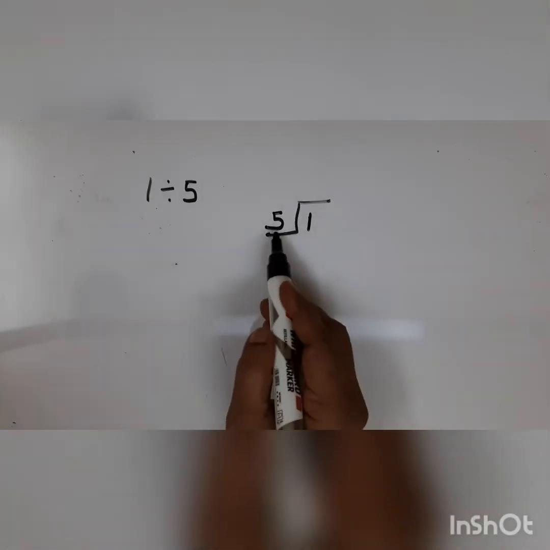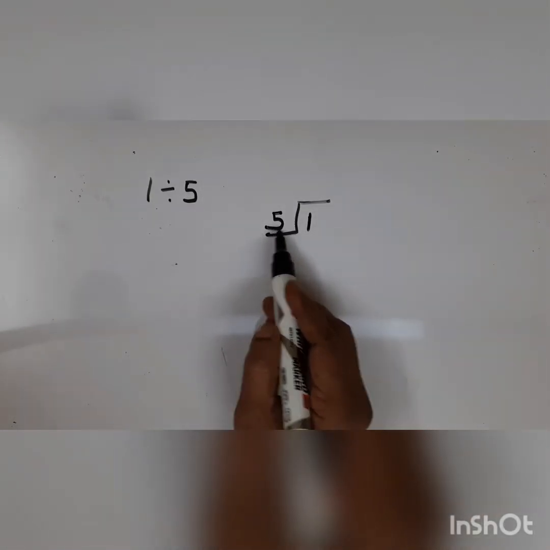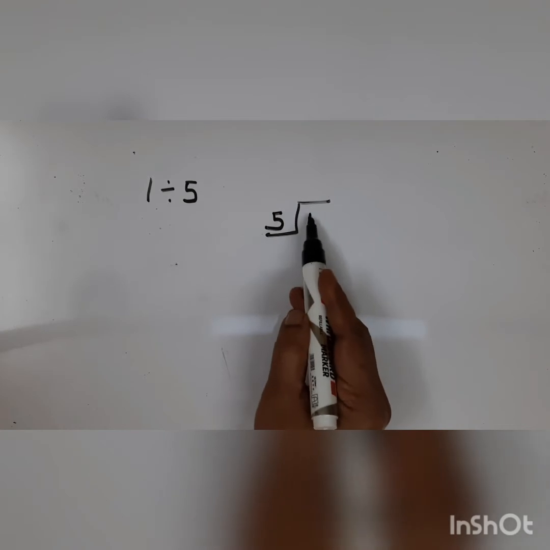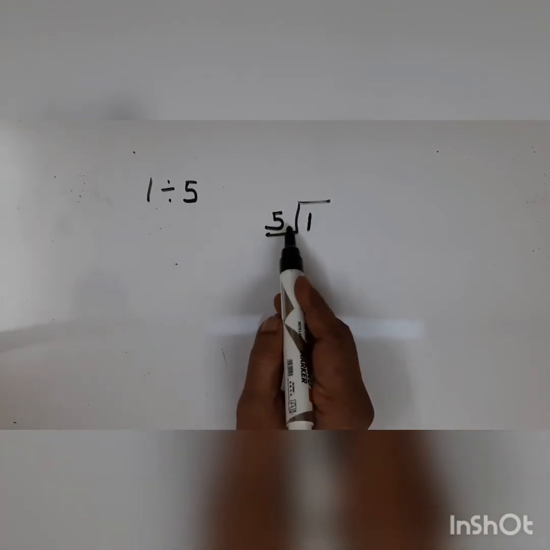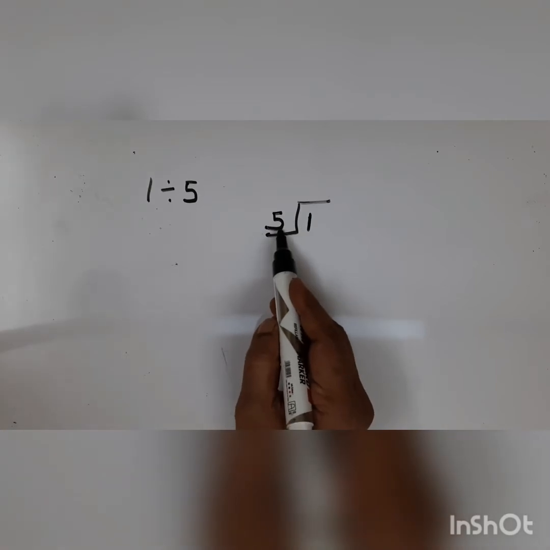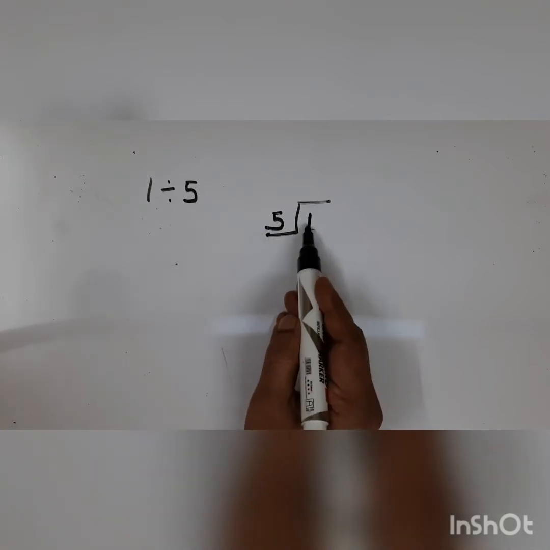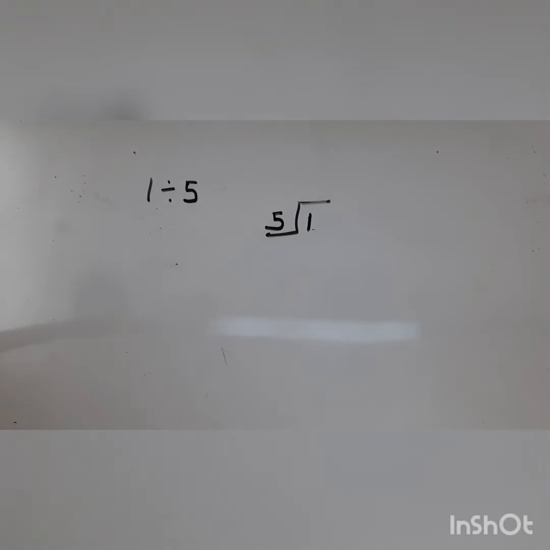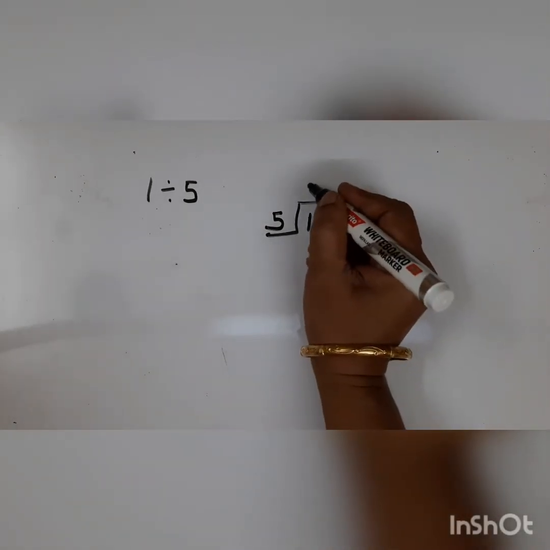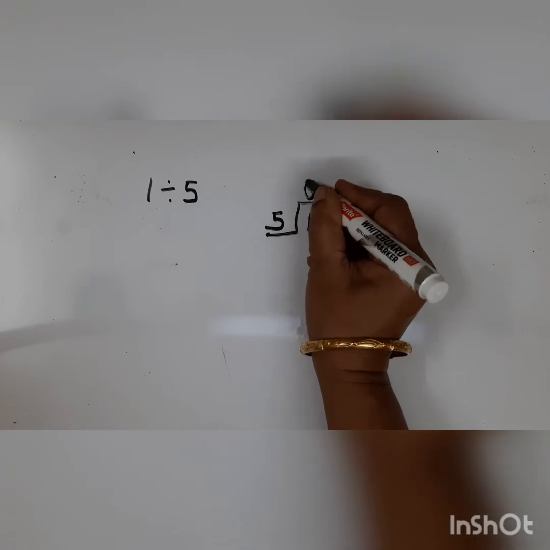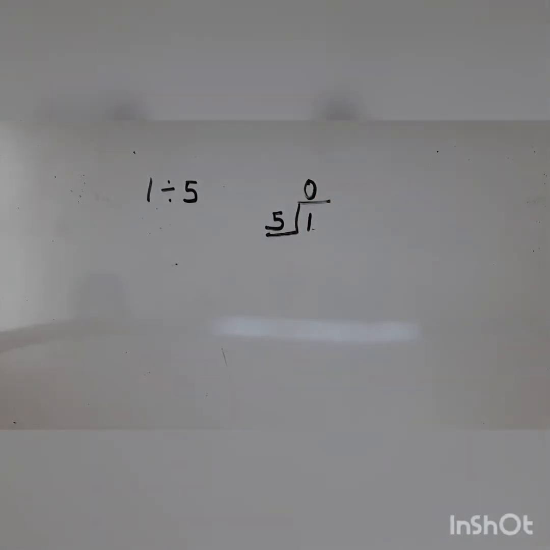Now children, look at this. This number has only the ones place. Now, can you divide, children? 1 divided by 5. 5 is greater than 1. Right? So, what do we do? The dividend is small. What I need to do is put a 0 here. In the quotient place, I will put a 0.